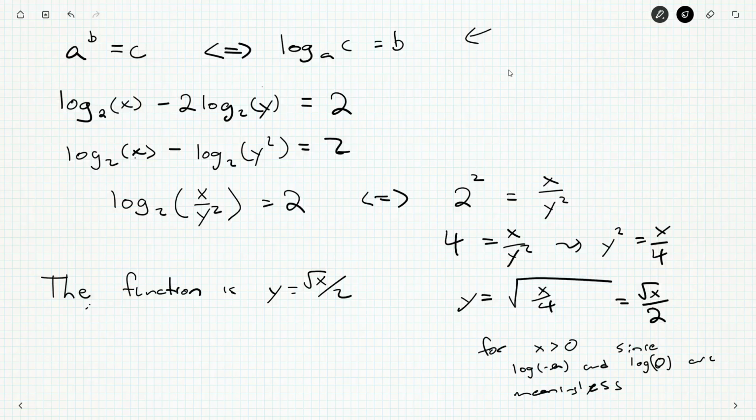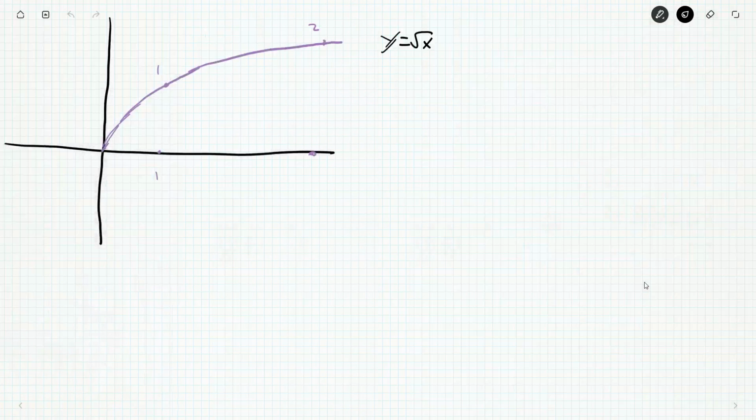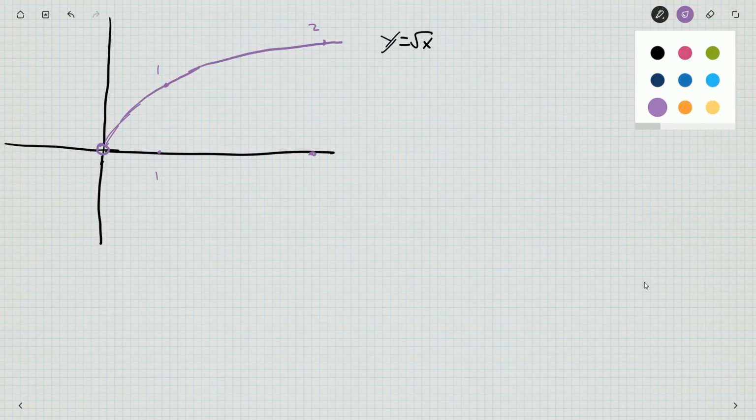And not only have I ensured that the log base 2 of x makes sense, but also the log base 2 of y will make sense. Okay, so if we're being super, super accurate, we wouldn't actually hit this point down here. We should be drawing an open circle. We can get as close as we want, but we'll never actually get to 0, 0. Anyways, this is y equals x squared.